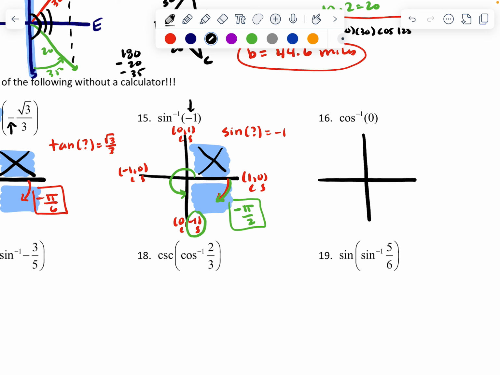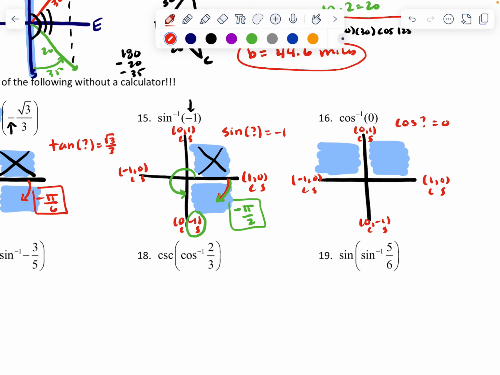Okay, cosine inverse of 0. Cosine inverse, again, ranges in quadrant 1 and quadrant 2. 0 is neither positive nor negative, so I can't really eliminate a quadrant. But you guys, I'm asking the cosine of what equals 0. That's not on my chart, that's on my axis. So again, 1, 0, 0, 1, negative 1, 0, 0, negative 1. Cosine, sine, cosine, sine, cosine, sine, cosine, sine.